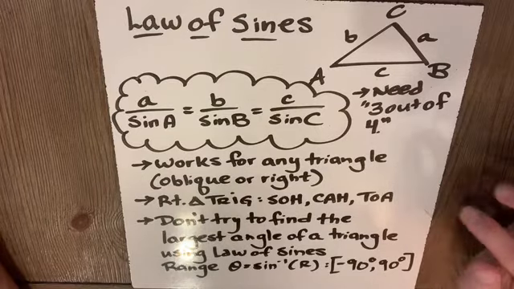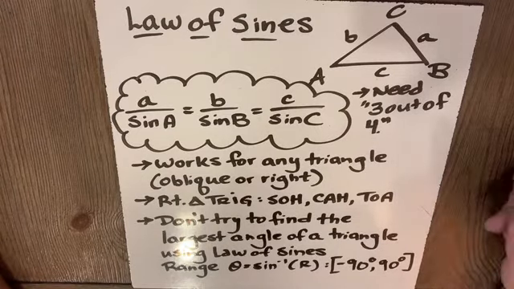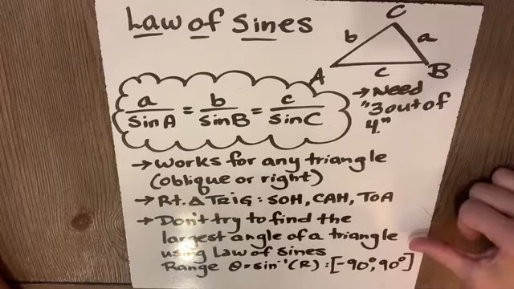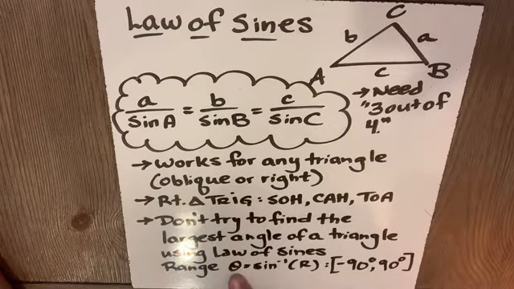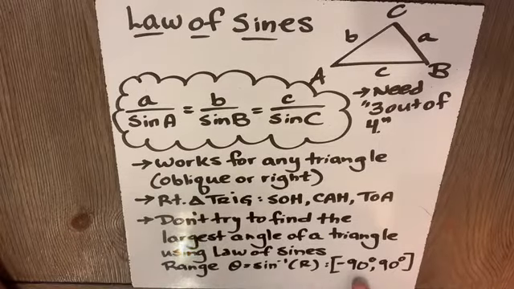One last reminder: don't try to find the largest angle of a triangle using the law of sines. When we use inverse sine to find the angle, we take inverse sine of the ratio. The input is the ratio, that's our domain, and the output is the angle, which must be between negative 90 and 90 degrees, inclusive of the endpoints. But we don't have negative angles when we're talking about triangles, so it's got to be an acute angle. So don't try to find what you think could be an obtuse angle using the law of sines.